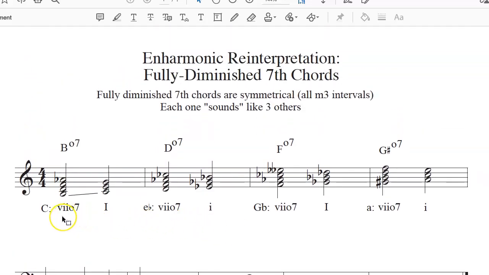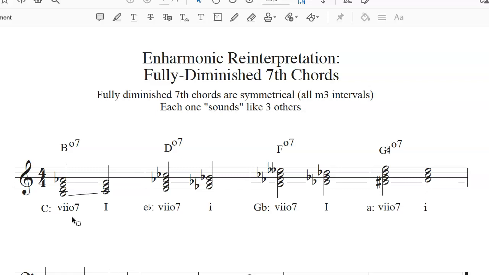The fully diminished 7th chord is symmetrical, and by that I mean that it is built up of minor third intervals all the way. And that symmetry allows it to sound like other fully diminished 7th chords. For example, the B fully diminished 7th chord sounds like D fully diminished 7th, which sounds like F fully diminished, which also sounds like G sharp fully diminished.